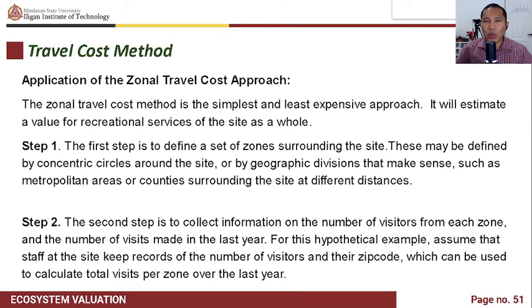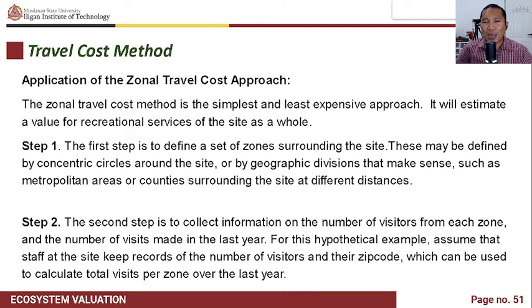So the first is to define the zones. This may be defined by concentric circles around the site or by geographic divisions that make sense, such as metropolitan areas or counties surrounding the site at different distances. The second step is to collect information on the number of visitors from each zone and the number of visits made in that particular year.